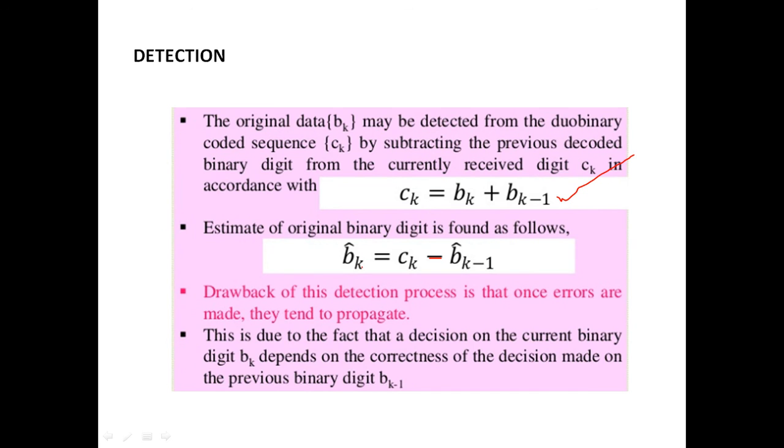The estimated output is bk cap. The input transmitted bit is bk. So we will check these two things. If both are equal, the transmission is 100% without errors. This is about correlative coding. Thank you.